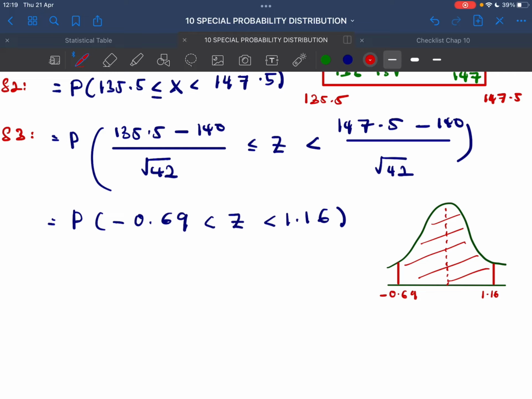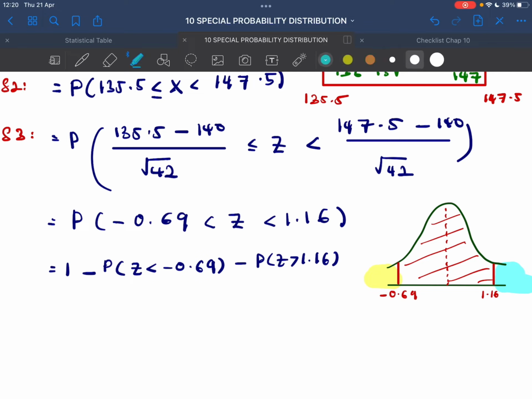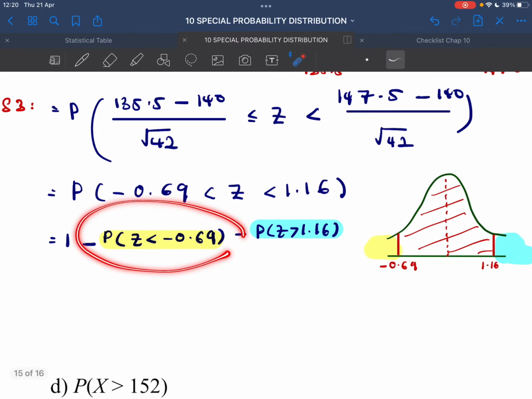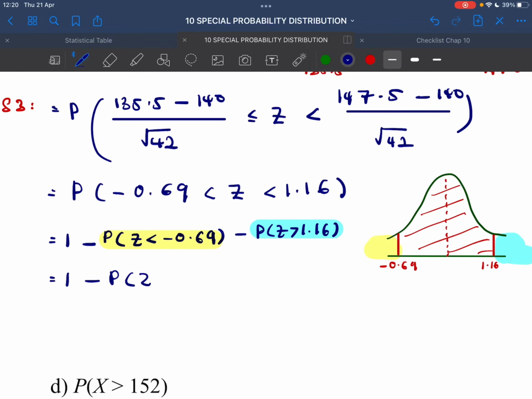Okay, as usual, you remember that if it is in the middle, we have to change straight away to 1 minus the one on the left minus the one on the right. So the one on the left is P(Z less than negative 0.69). The one on the right is P(Z greater than 1.16). This one on the left we can shift to the right-hand side, and that will be 1 minus P(Z greater than positive 0.69), and here will be P(Z greater than 1.16).